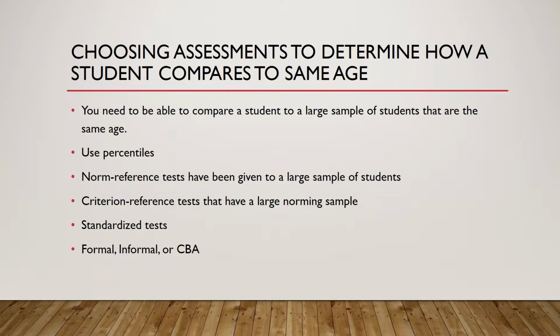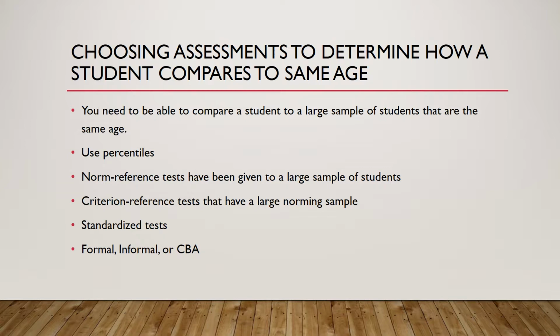So when we look at this list, we need to be able to compare students to a large sample of students at their same age. When you use percentiles, you can see if a student is at the 15th percentile. Of course, we're talking about a severe deficit. This is most likely going to be in the disability category.